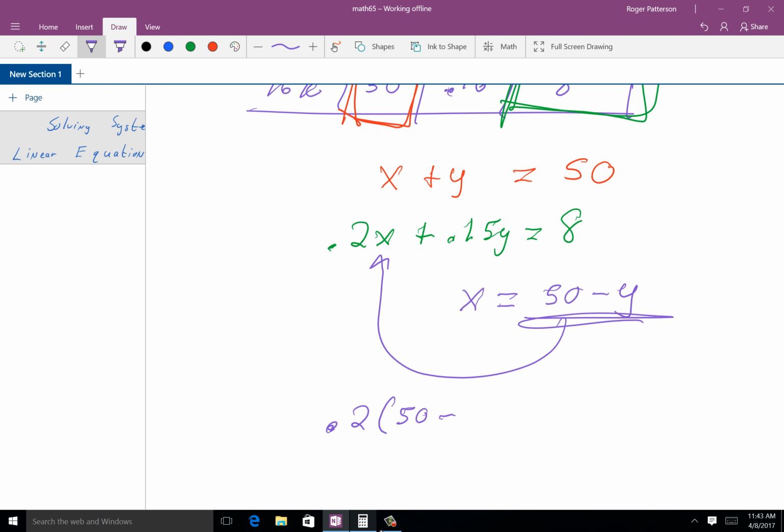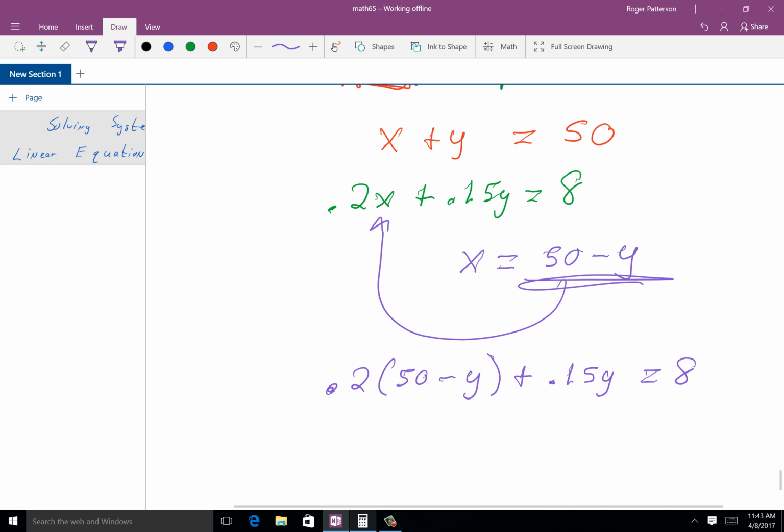Are we solving for y? You could. I solved for x. I don't know why I just decided to. So now we just got to work that out. So let's see, 0.2 times 50, I think that's going to give me a 10, minus 0.2y plus 0.15y equals 8.